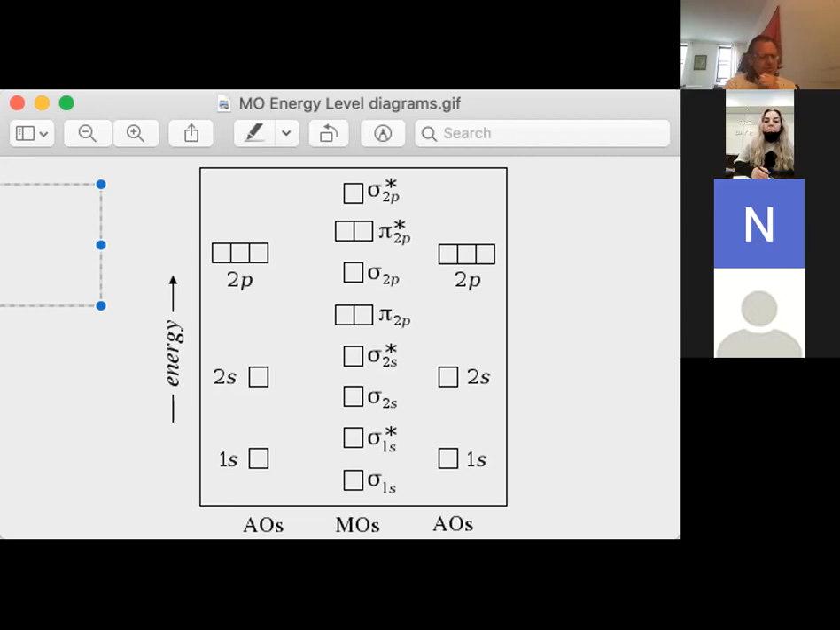Then you get up to the 2p orbitals. The 2p orbitals start to mix. And so you get a pi 2p and then a sigma 2p. So notice you've got three orbitals that are lower in energy than the 2p orbitals. There's two for the pi 2p and one for the sigma 2p. So that's three orbitals. The number of orbitals you put in as atomic orbitals has to equal the number of molecular orbitals you get out, just like we did with hybridization. And then you've got antibonding orbitals that are higher in energy. So there's a pi 2p star and then a sigma 2p star.